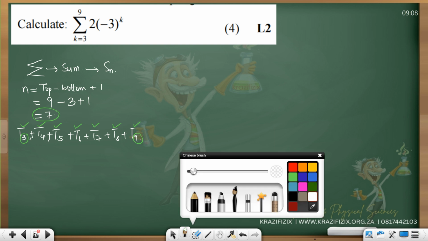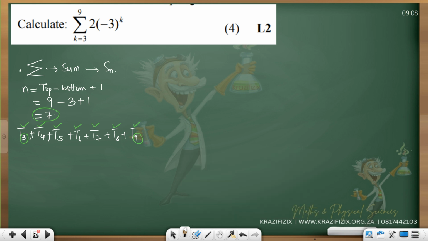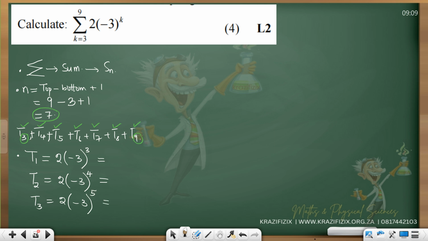So there are 3 things I do. Number 1, I know I'm adding. How many terms? 7 terms. Of which type of sequence? I need to get T1 first. What is T1? 2, negative 3. But my K should start from 3. What is T2? 2, negative 3. If I start from 3, my next one, K is 4. T3, 2, negative 3. My next one is 5. Please, can I get answers for these 3? So I'm showing you how to do it baby step.